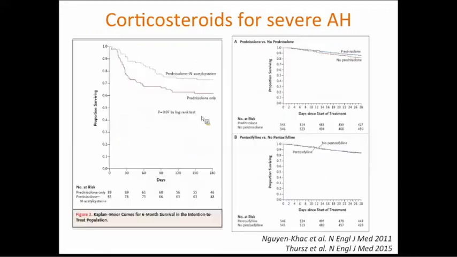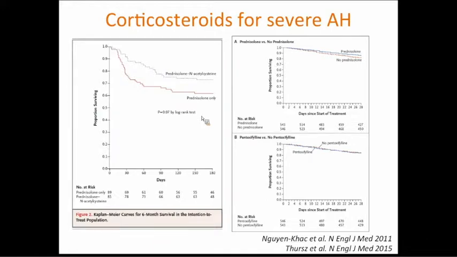It improves short-term survival. Unfortunately, the combination of molecules, N-acetylcysteine, for instance, or pentoxifylline, for instance, too, does not add to prednisolone alone. Because this is the paper on the left part of the slide by Nguyen-Khac, published 6 years ago in the New England Journal of Medicine. There was no improvement in survival.